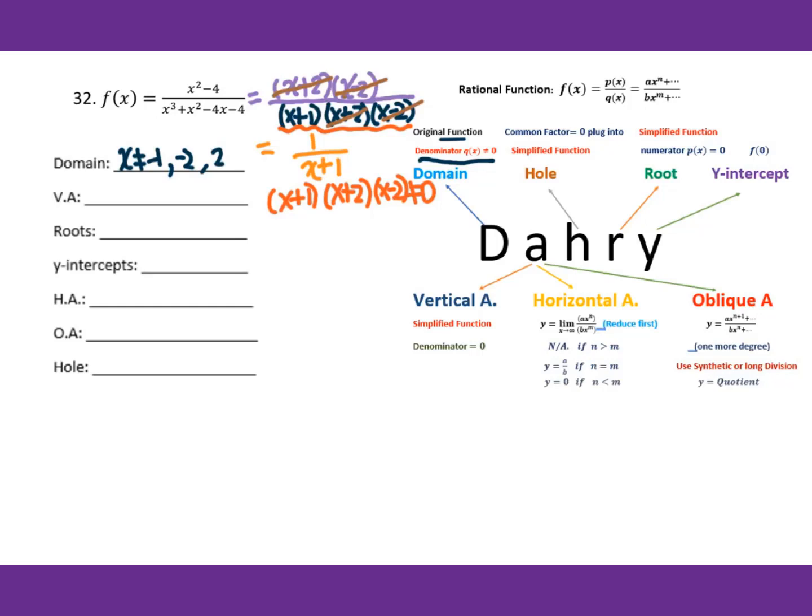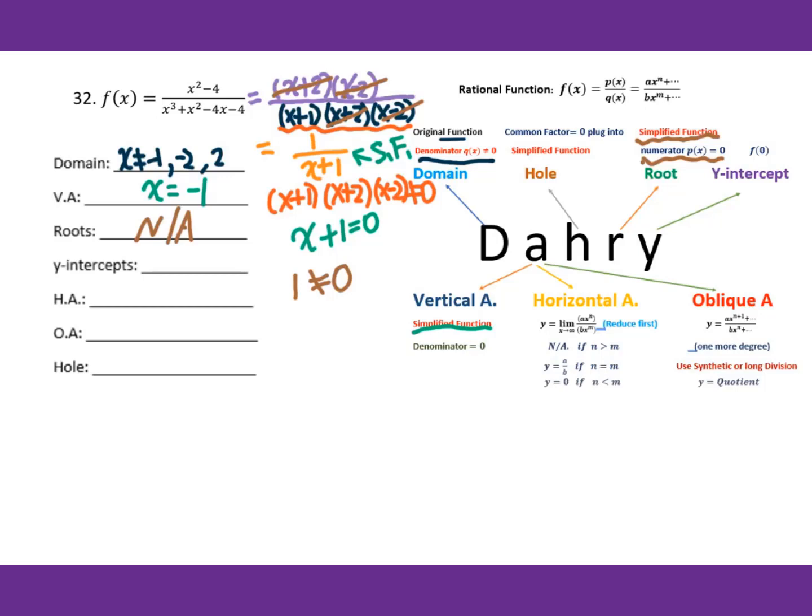For the vertical asymptote line, make sure to use the simplified function. This is the simplified function. Then set your denominator equal to 0. So we got x equals -1. For roots, you have to make sure to use the simplified function. Numerator equal to 0. Numerator equals 1. 1 is never 0. Therefore, for roots, not available.